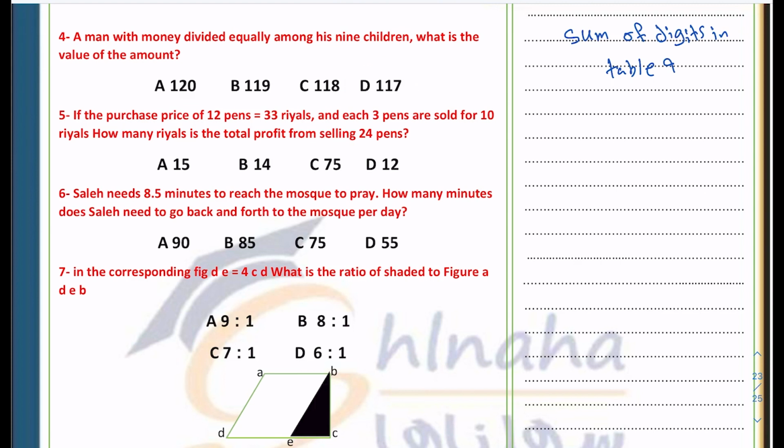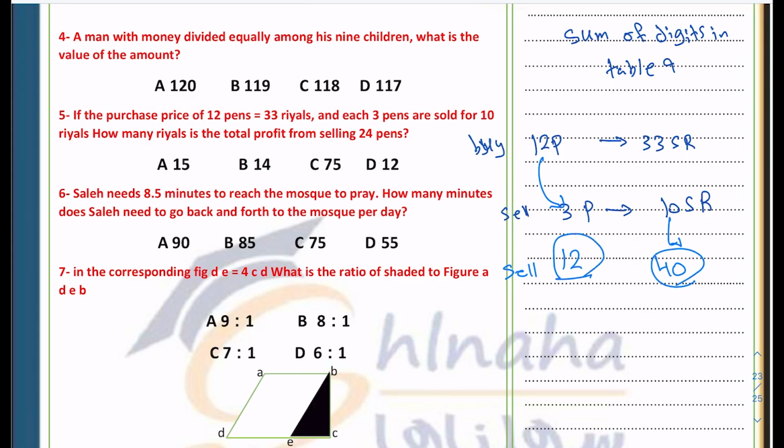Now, question number 5. If you buy 12 pens, you have to pay 33 riyals. Now this is the buying price. What about the selling price? You can sell 3 pens for 10 riyals. We should have the same number of pens. So I will multiply here by 4 to be 12, and I will multiply here by 4. So if I sell 12 pens, I will have 40 riyals.